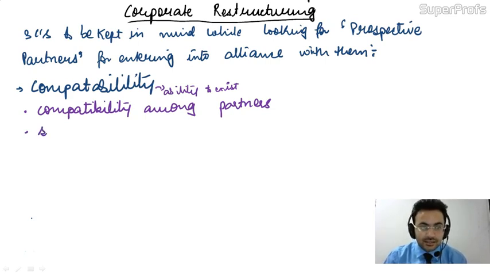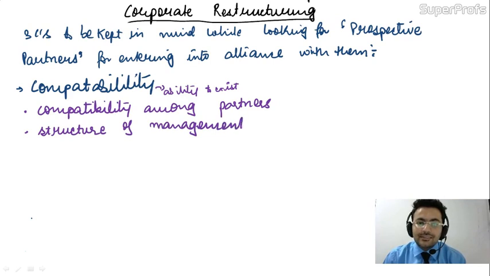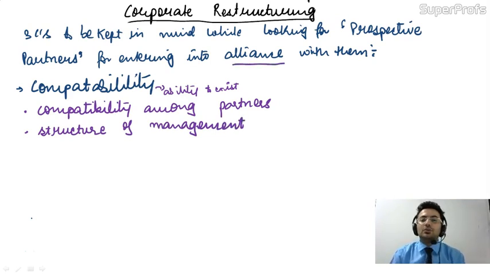Apart from that, the second is structure of management. So basically there are two parties. As we know, entering into an alliance needs two parties. So what is the structure of management? You must have heard about it in business studies, or when you were studying business or strategic management or any kind of subject which you have studied. The structure of management, what kind of structure is it?